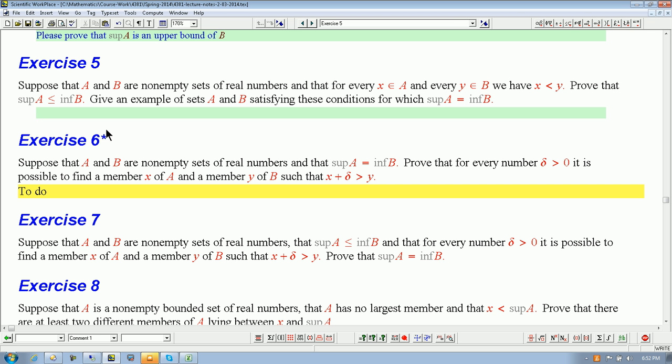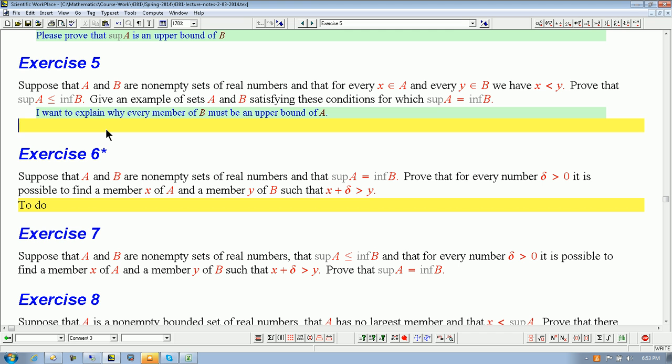So anyway, I want to explain, and this is the sort of thing I did the other day when we did the infimum version of completeness. I want to explain why every member of B must be an upper bound of A. I'm going to explain this to you. Okay? Here's the yellow. I'm about to start. What must I write to prove that every member of B is an upper bound of A?